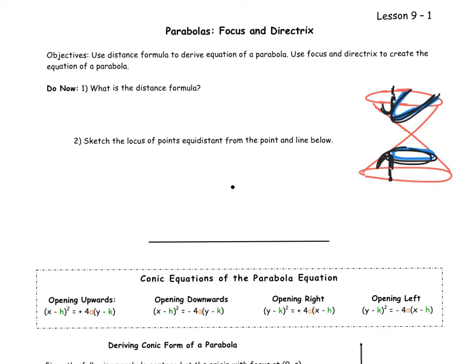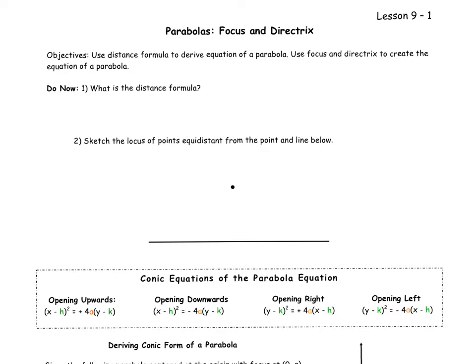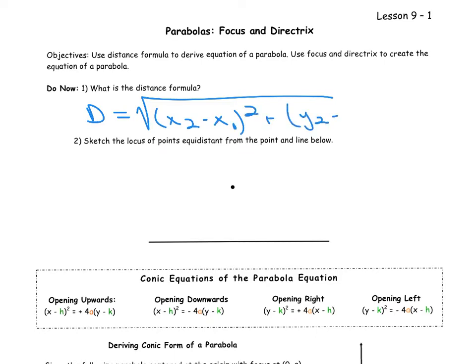So this is actually something that you guys should remember from geometry. What's the distance formula? Does anyone remember what the distance formula is from geometry? So our distance formula is actually, we have distance is equal to the square root of the change in x squared plus the change in y squared. So we'll have x2 minus x1 squared plus y2 minus y1 squared. All right? So this is my formula for the distance formula.